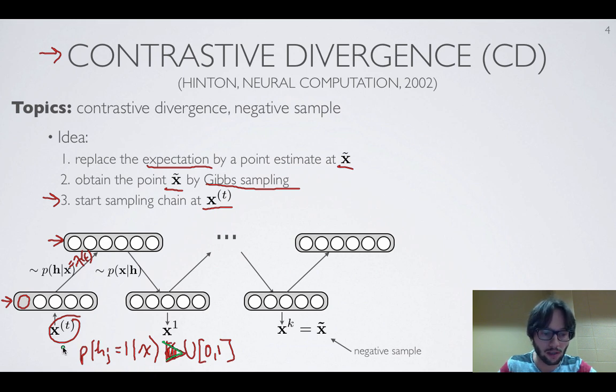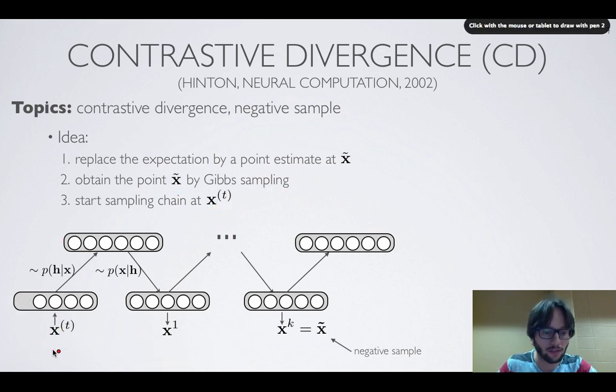In other words, the value of the hidden unit is the indicator of whether the probability of the hidden unit is greater than a random sample from a uniform between 0 and 1. We can see that this will be equal to 1 with a probability of this value, because the mass of a uniformly distributed random variable between 0 and this value is exactly p(h_j = 1 | x). So indeed, the probability that this is 1 is p(h_j = 1 | x).